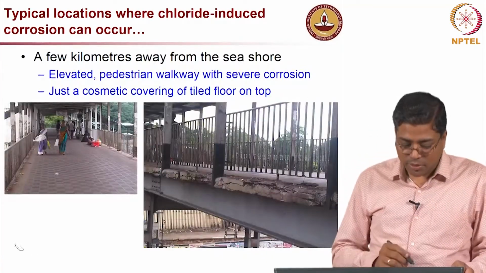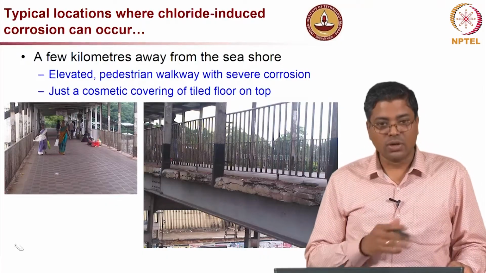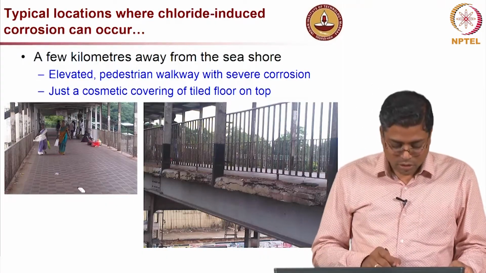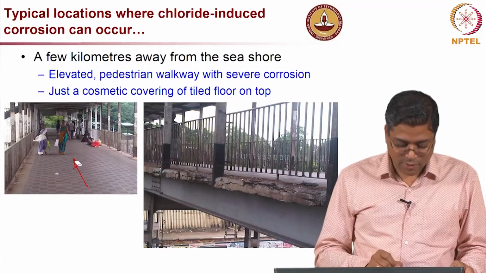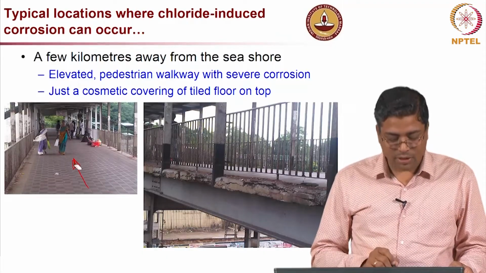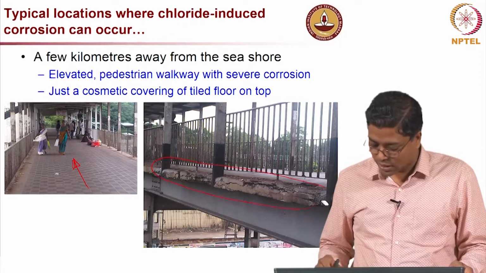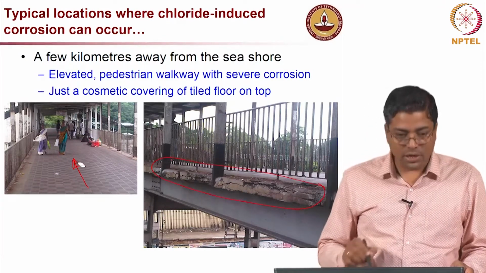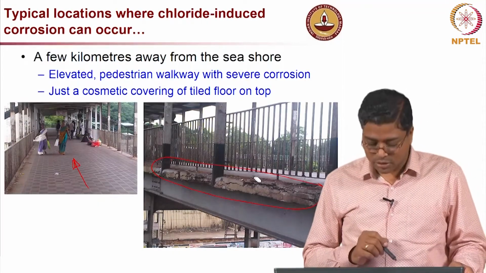Now, another example I would like to mention is the pedestrian highways or elevated structures. We usually walk on top of these, and we see that everything is fine. You see a nice tiled flooring and everything seems fine, but if you just look below the tiles, this is how it looks. This is from the same structure, and it is also located very close to the seashore.